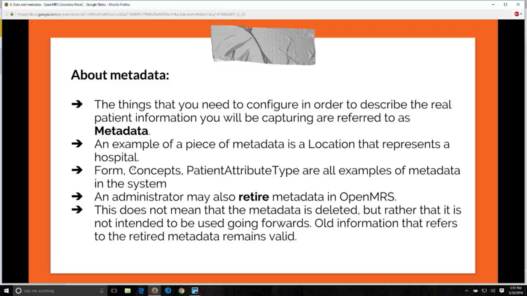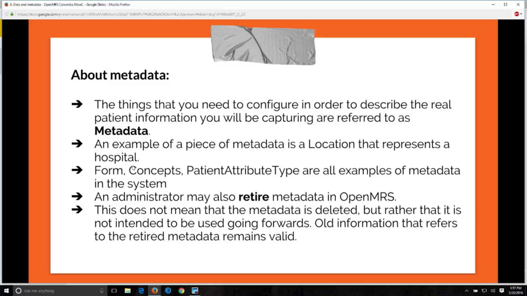An administrator may also retire metadata, just like you can void observations or data. Similarly, you can retire a location or metadata. This does not mean that the metadata is permanently deleted from the system, but rather it is not intended for further use, which means all the old information that was captured based on that metadata still remains in the system, but there is no new information that can be captured using that metadata. The old data can still be used for analysis purposes, but it cannot be used to update new information. So, that is the idea of being able to void data and to retire metadata.